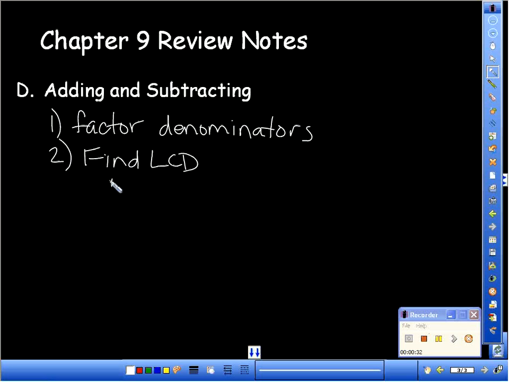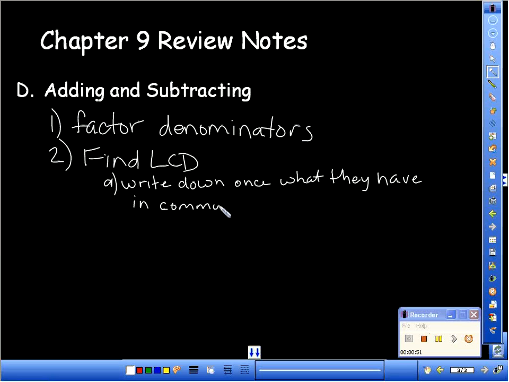We did that by writing down once what they have in common, and then we also wrote down what's left over, right?